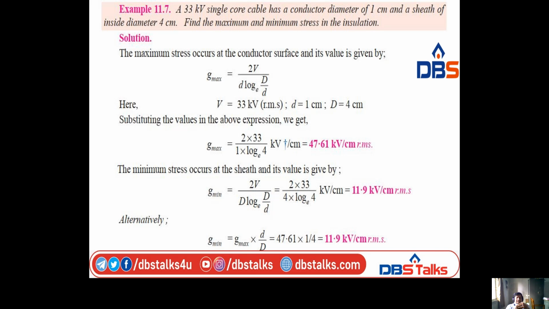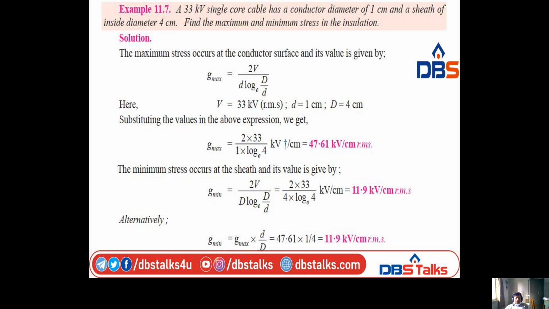So maximum stress occurs at the conductor surface, and that value decreases going toward the surface of the lead sheath. Therefore, maximum stress occurs at the conductor surface, minimum stress occurs at the lead sheath. Now you have to determine those two values. G maximum is equal to 2V by d into log capital D by small d base E, and V is equal to 33 kV RMS value, small d 1 centimeter, capital D 4 centimeters.